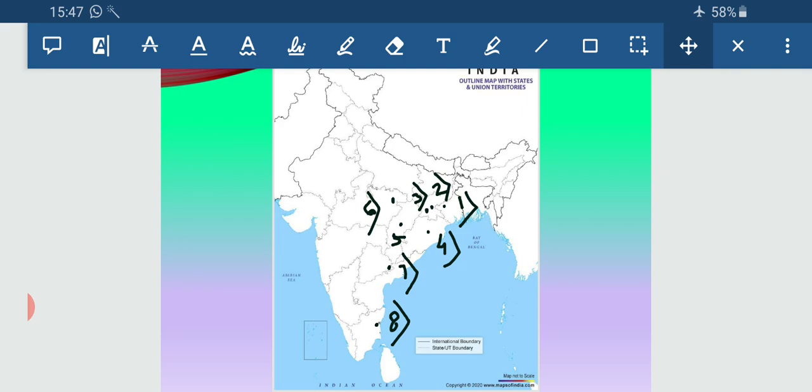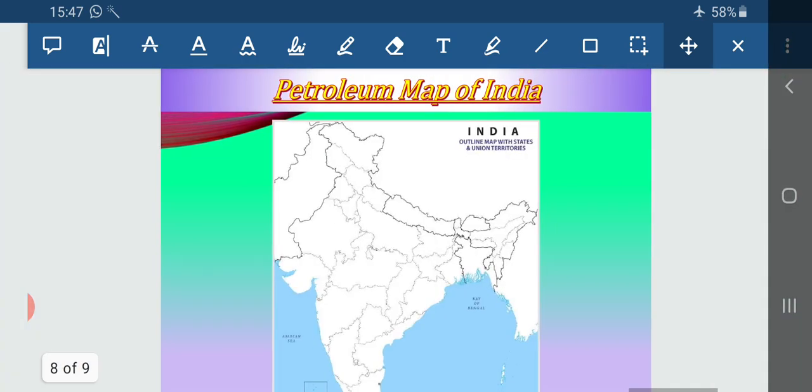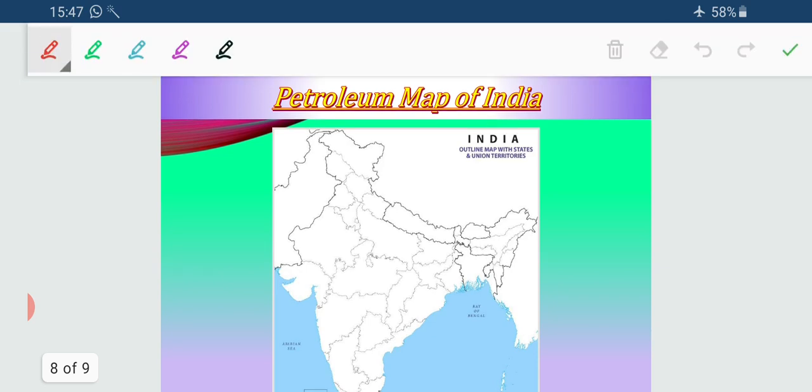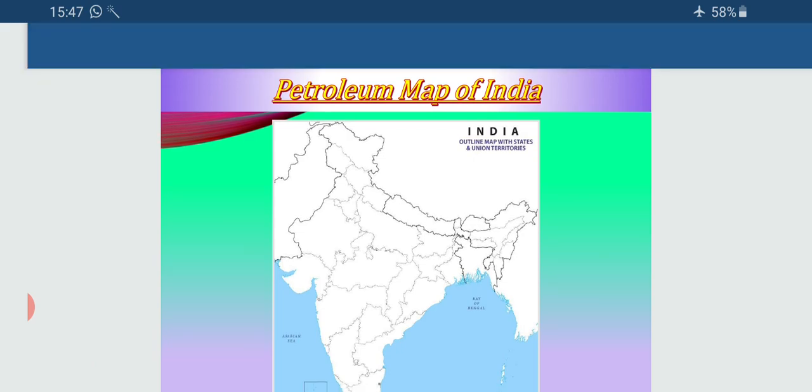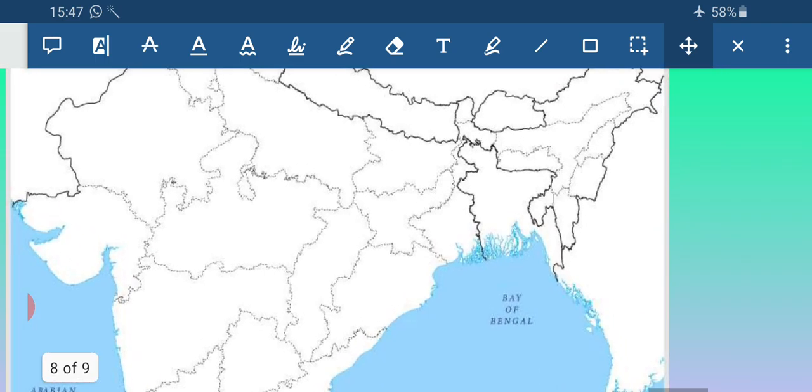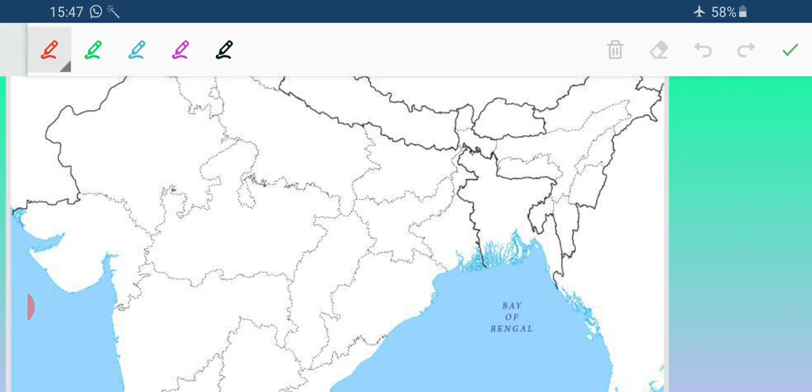Now the last plotting we are having is related to your fossil fuel, that is petroleum. That is the last plotting. Petroleum reserves. Now the petroleum reserves are basically found in the extreme eastern part and the extreme western part. So I am enlarging it. The very oldest petroleum reserve of our country is situated in Assam. That is plotting number 1, Digboy.